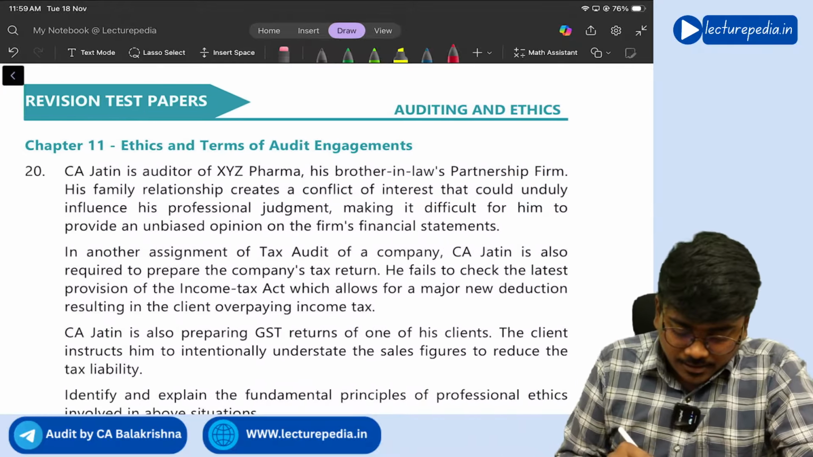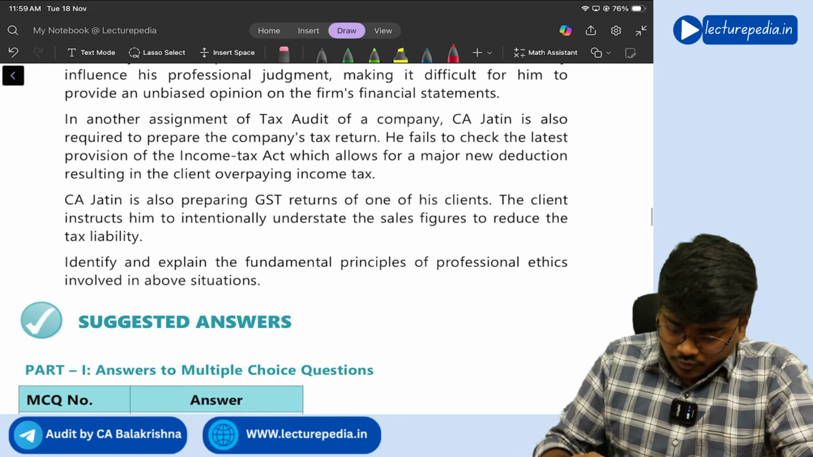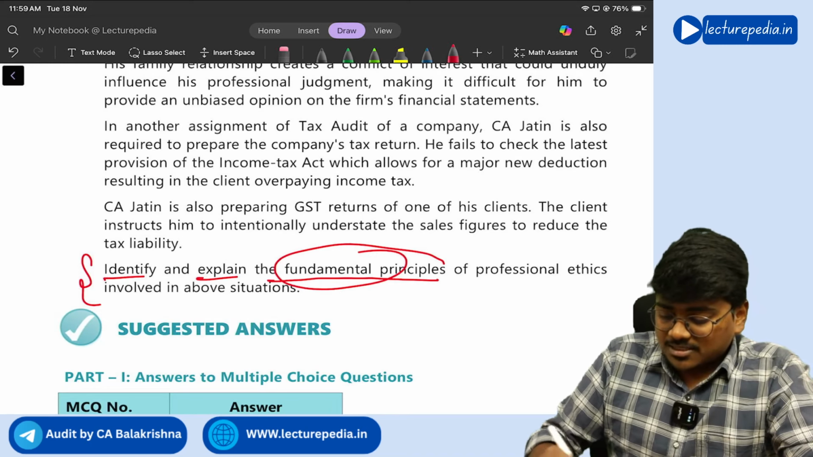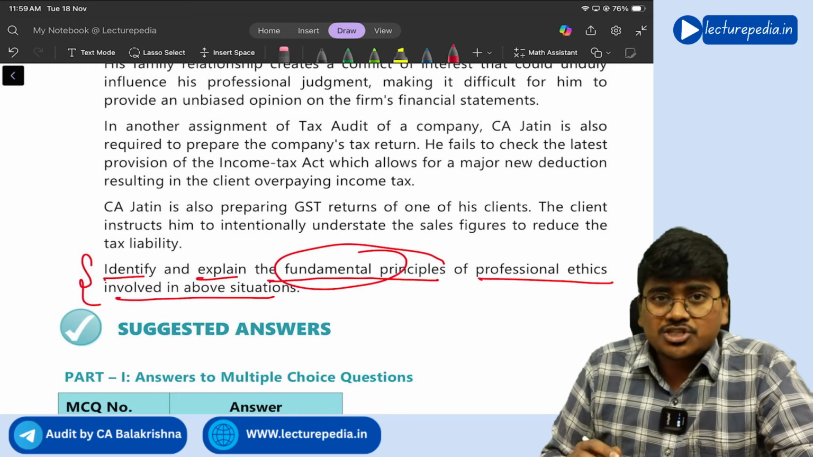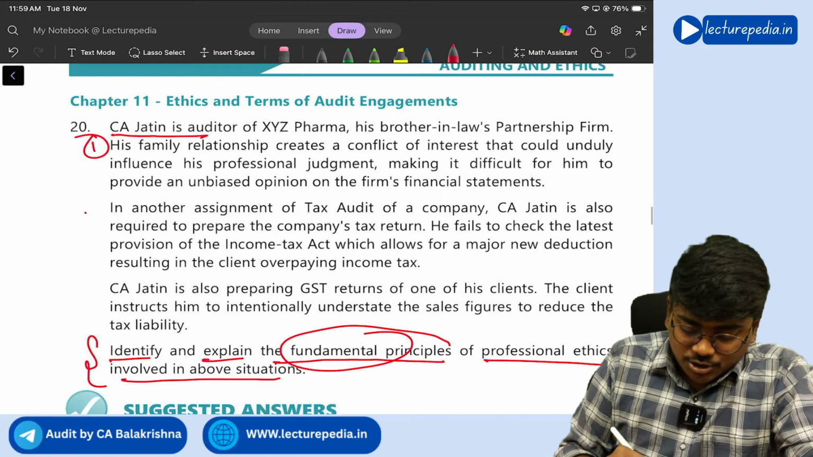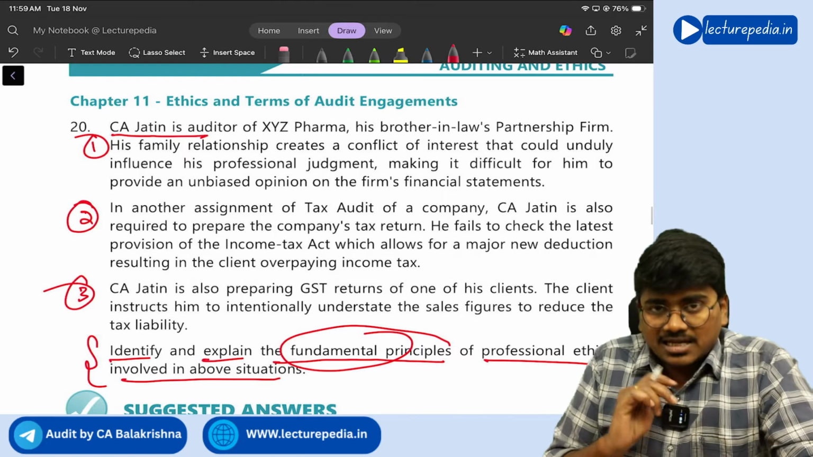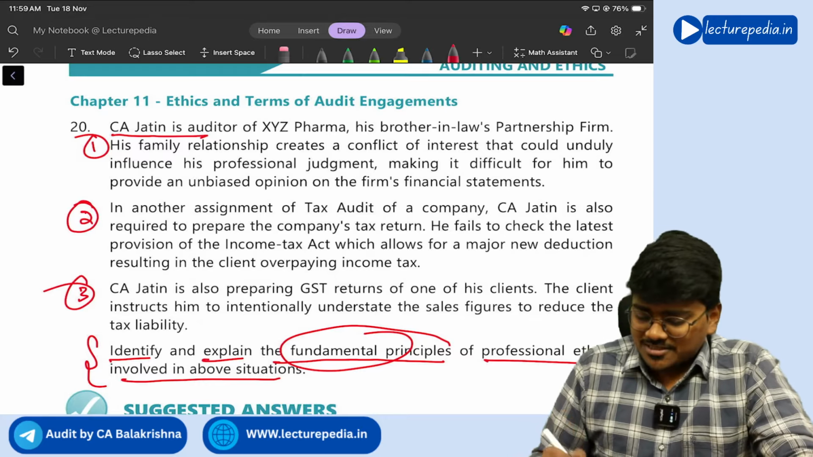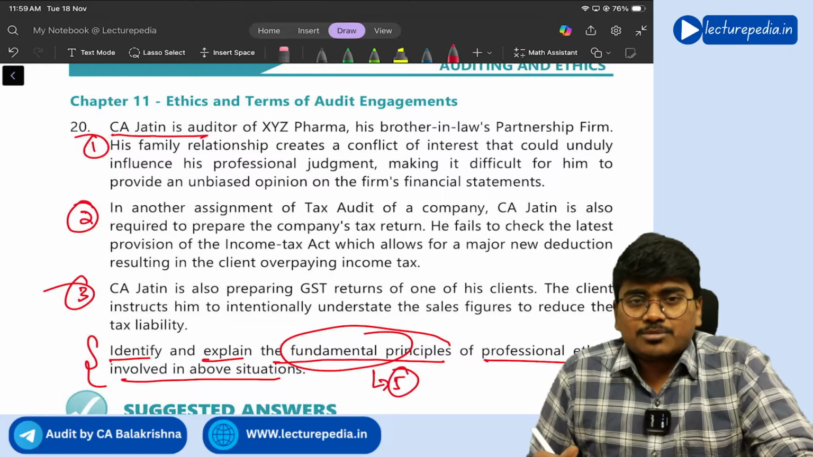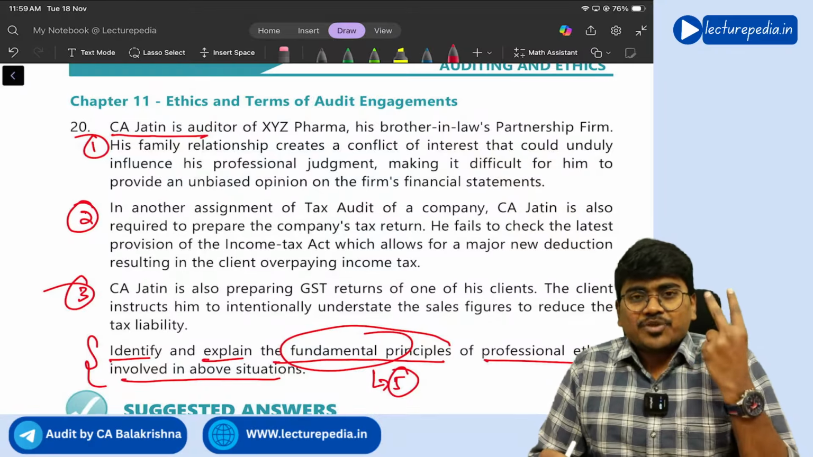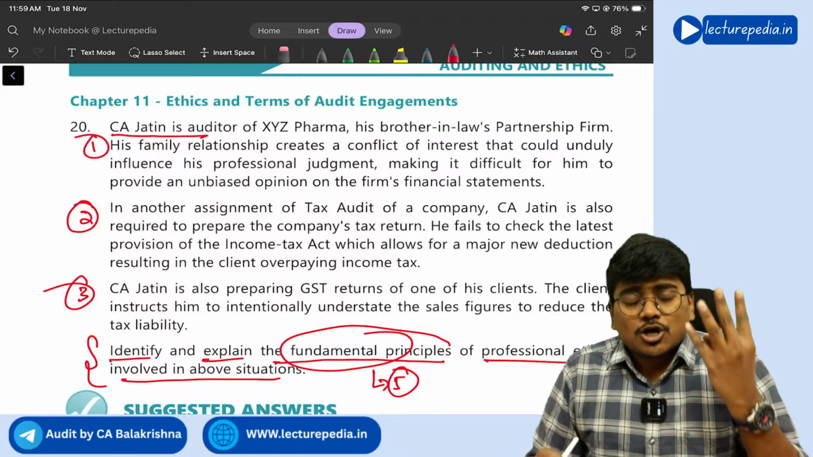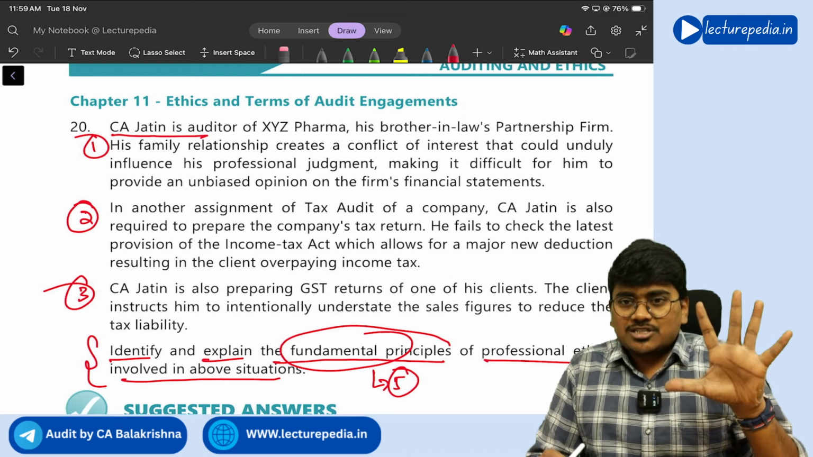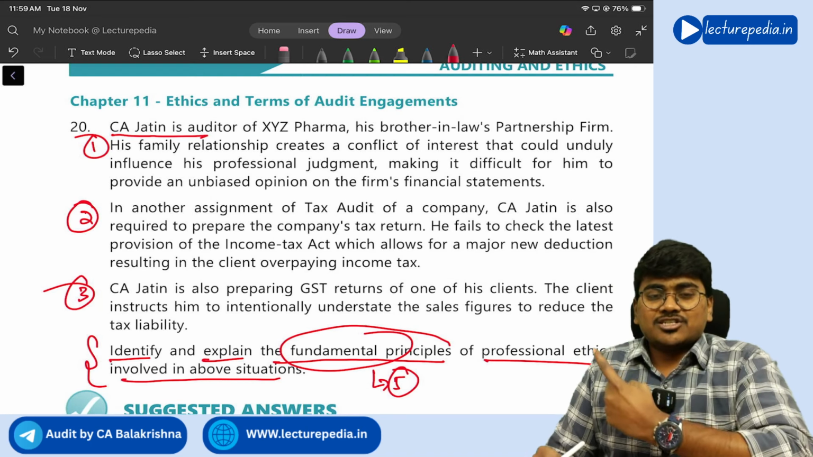question number 20. CA Jatin, first of all, we'll read what they're asking. Identify and explain the fundamental principles of professional ethics involved in the above situations. So they have given three situations: situation 1, situation 2, situation 3, and they are asking you which fundamental principle is involved. First of all, what are the fundamental principles? There are 5 fundamental principles. Tell me the 5 fundamental principles: integrity, objectivity, confidentiality, professional competence and due care, professional behavior. So from these 5 fundamental principles which are involved in these particular situations, they are asking.